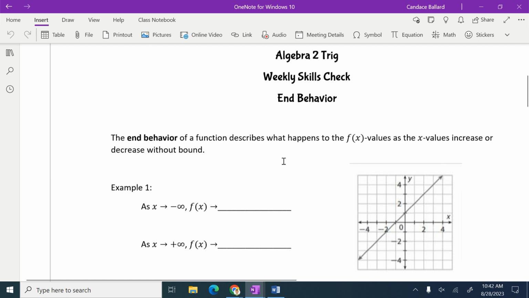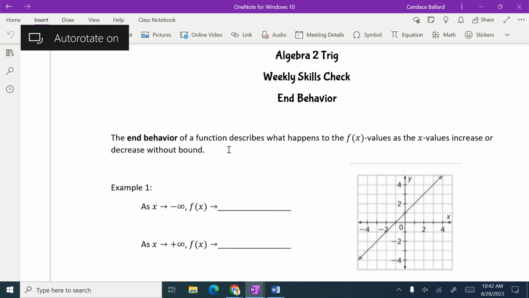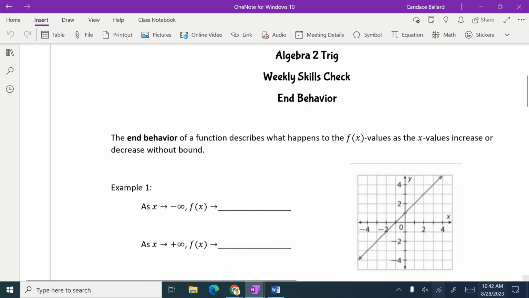So really quickly read that sentence about end behavior to yourself. I'll give you like 30 seconds. Okay. So the end behavior of a function describes what happens to the f of x values as the x values increase or decrease without bound.